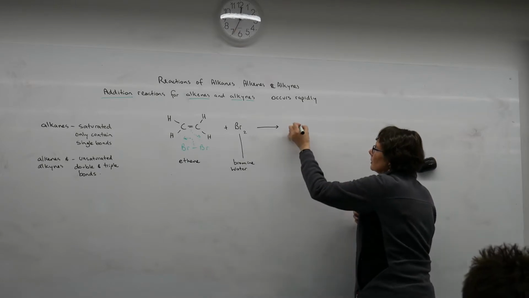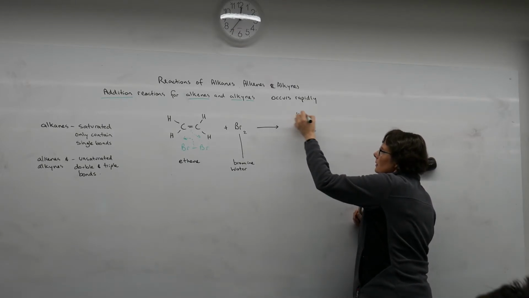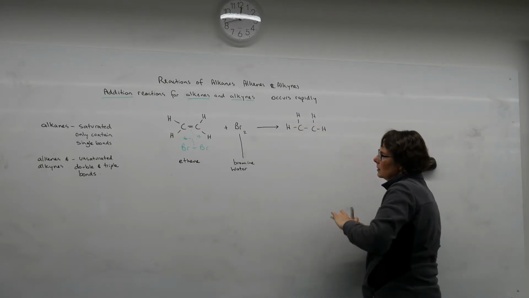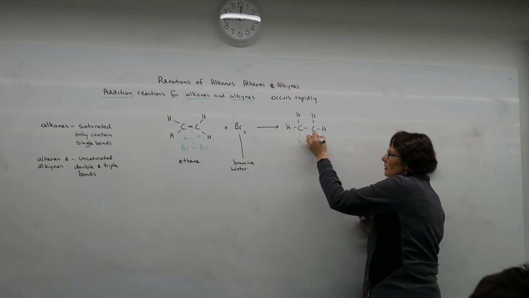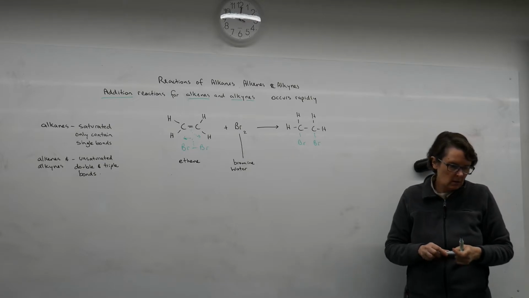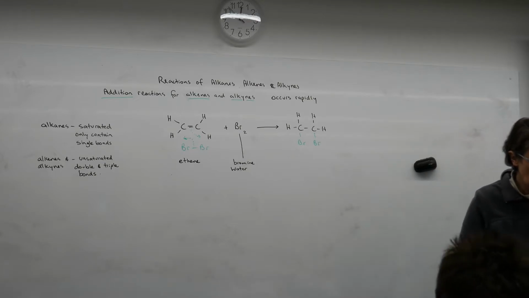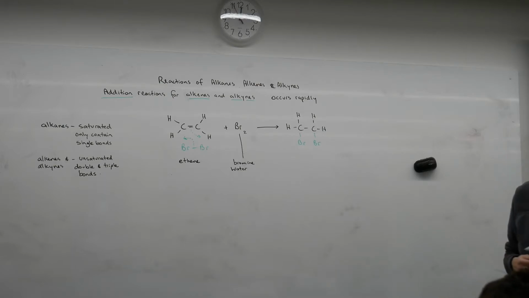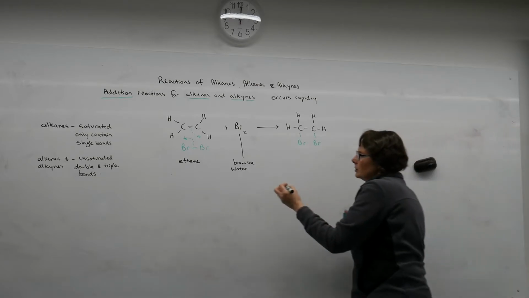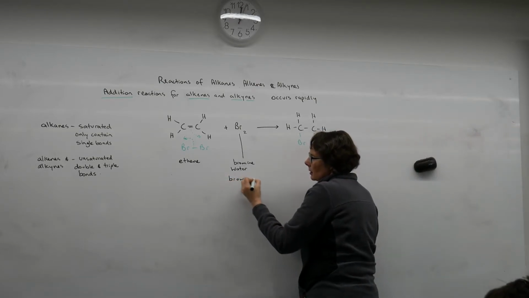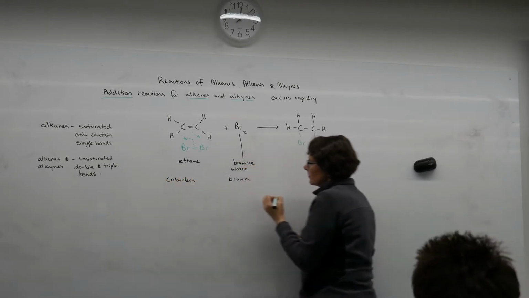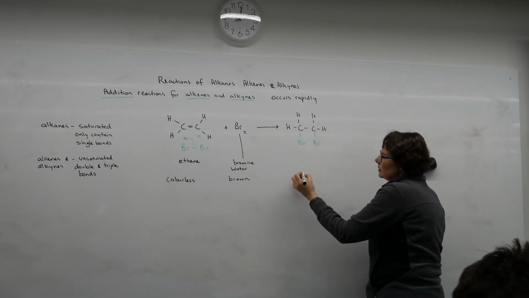So our product. Is it bromine water? What is that? That's just what we use. It's just bromine, it's bromine in water, but it's not here. And this is brown. So this one here was colourless. And this one here is colourless.